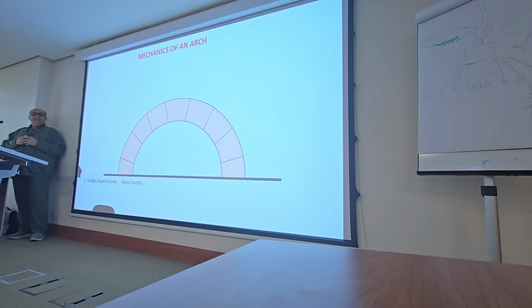So we have so many wedge-shaped stones. The tarsal bones, they are together. How are they maintained?